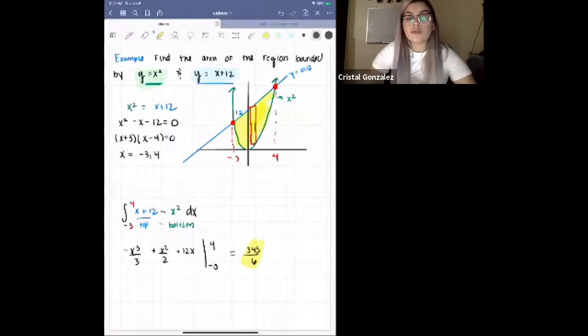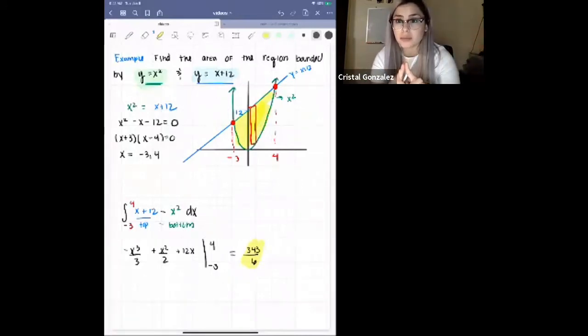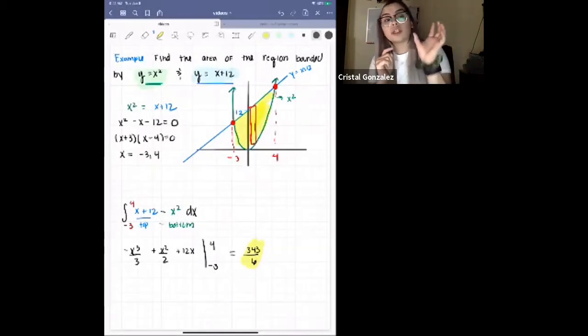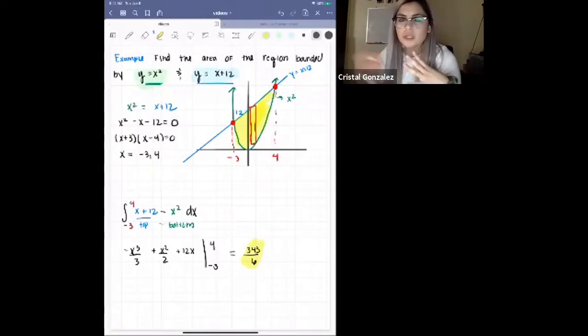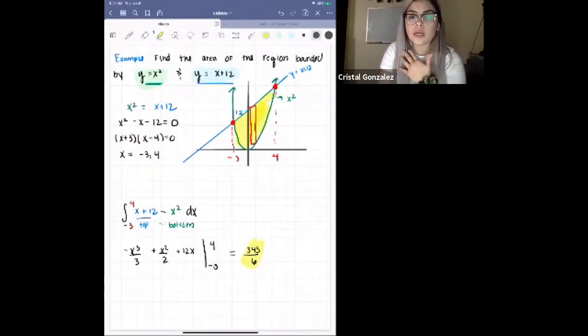So what did we do? First, we graphed the function to determine which function is going to lie on top and which one is going to lie on bottom. After that, we noticed that they intersect at 2 points, and that's how we're going to get our A and our B values. After that, we set them equal to each other to find our A and our B values. And then we do our top function minus our bottom function. And then we just integrate like normal and evaluate that integral, okay? We'll do a few more examples just so we get used to this.